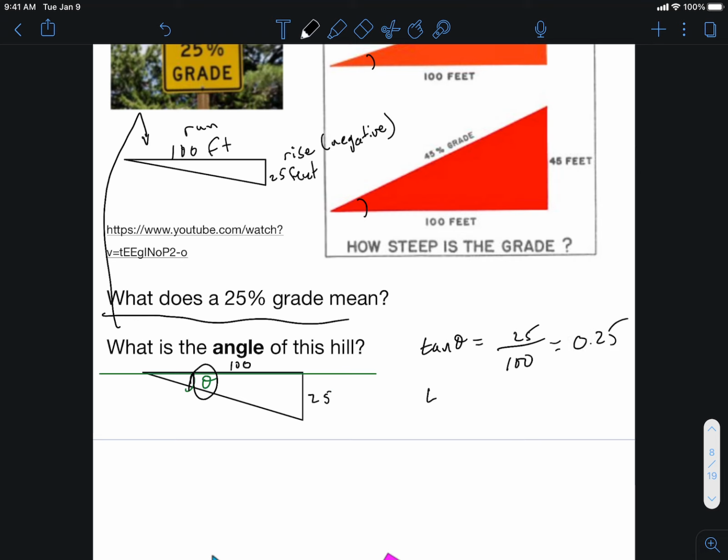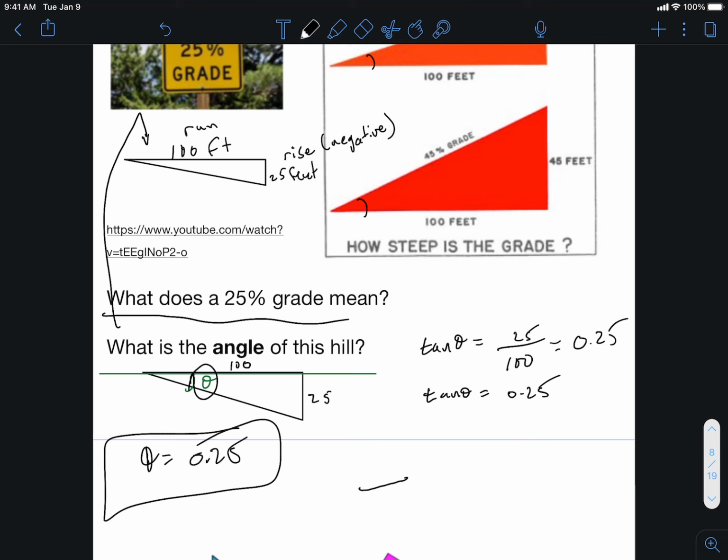All right, great. We have tan theta equals 0.25. Does that look right? Is the angle supposed to be 0.25? I don't think so. That doesn't seem like a lot. 0.25 is something like this. I don't even think you'd be able to see 0.25. It's tiny, tiny, tiny, right? Like 1 degree. Think about 1 degree. This doesn't make any sense, is the issue, okay?